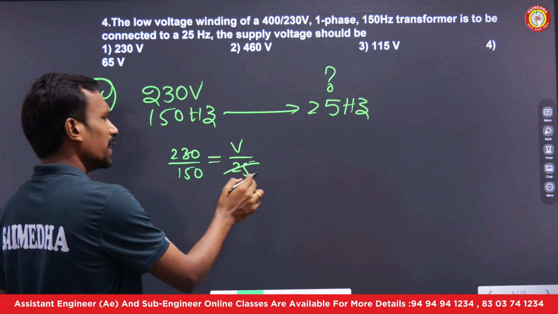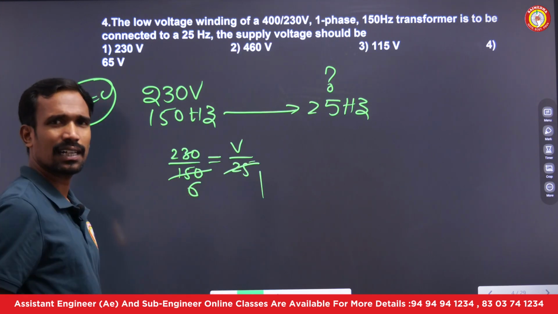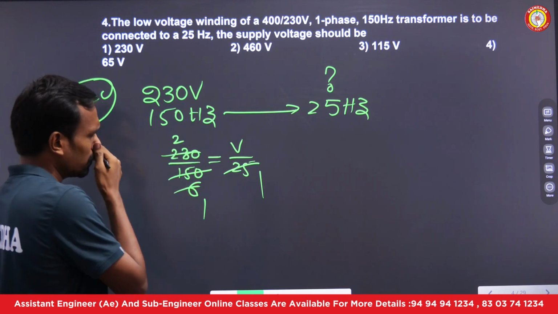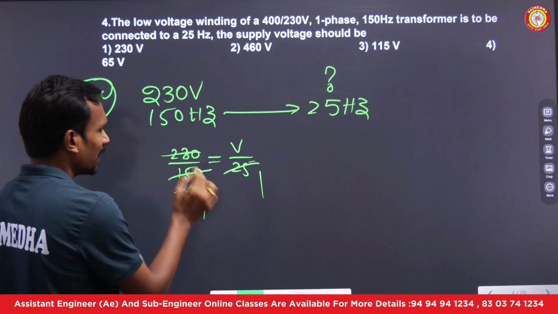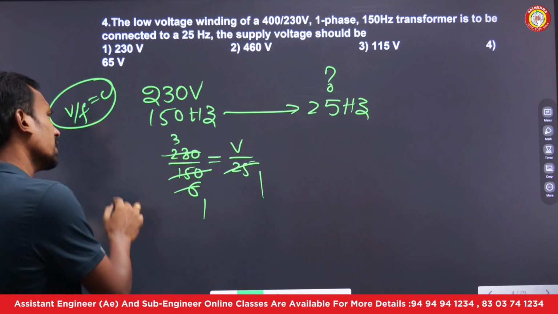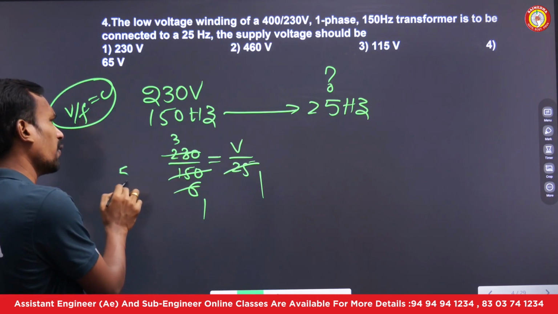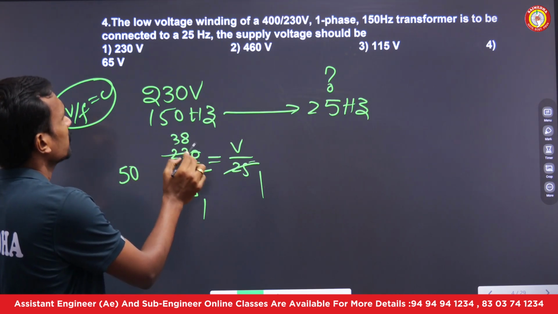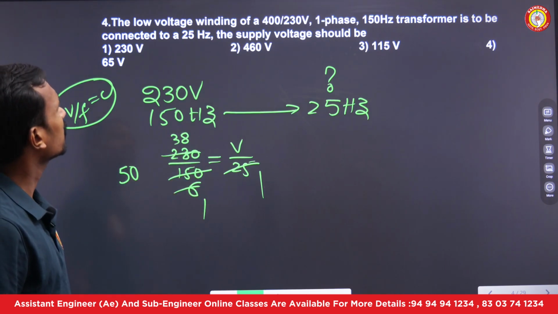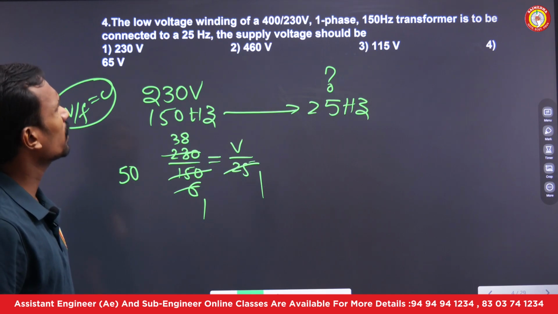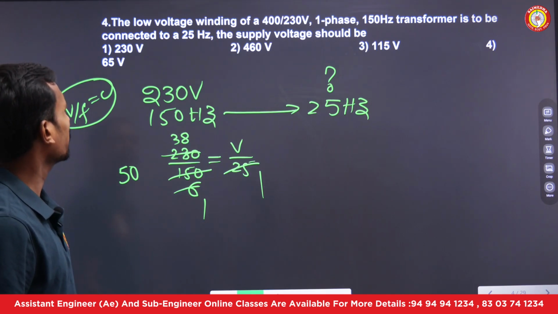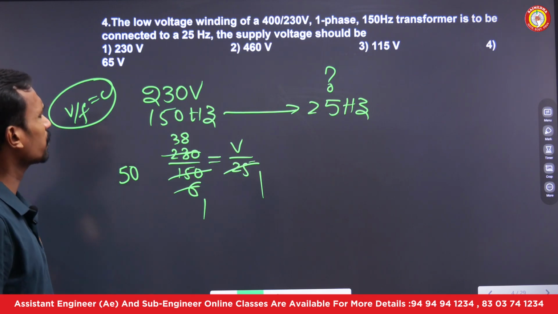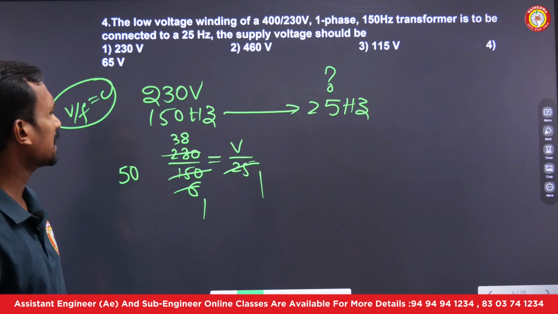V by 25, 25 ones are 25, six are 6, ones are 6, twos are 12, threes are 18. 18 is nothing but almost 2 plus 3, 5, nothing but 50. Six eights are 48. What did they give? The low voltage side. So what is the answer? The voltage should be equal to around 38 volts like that.